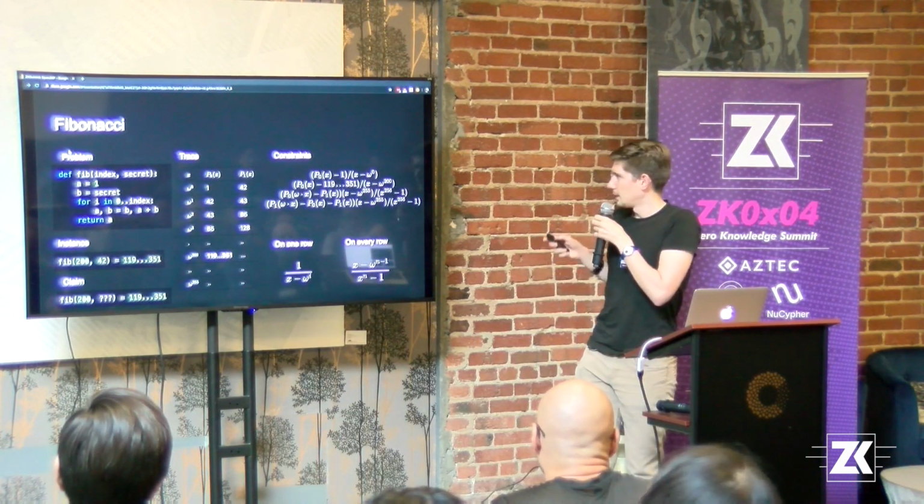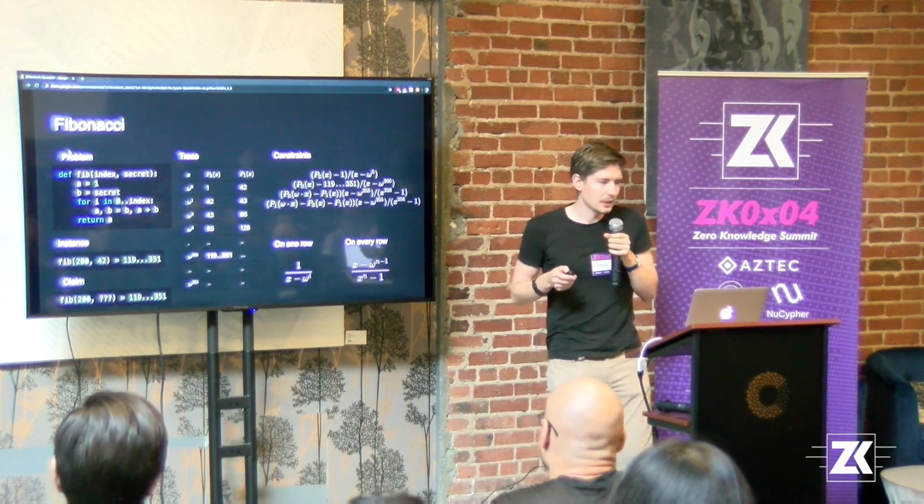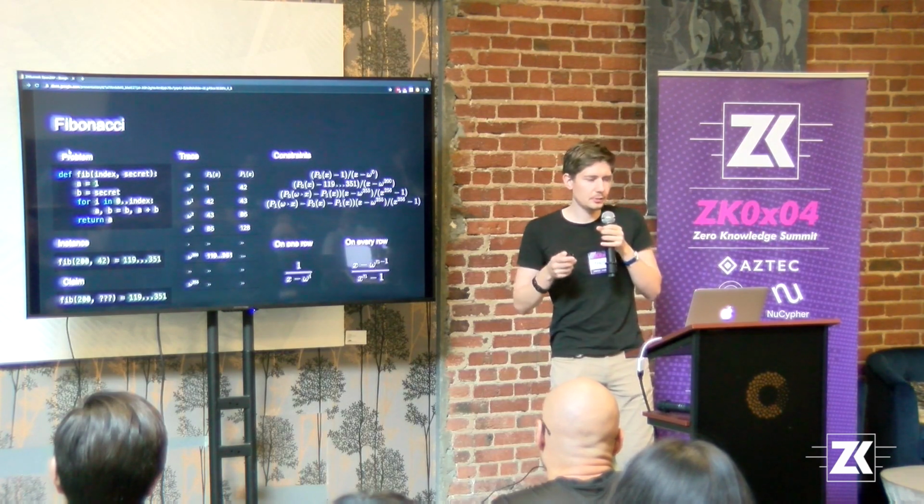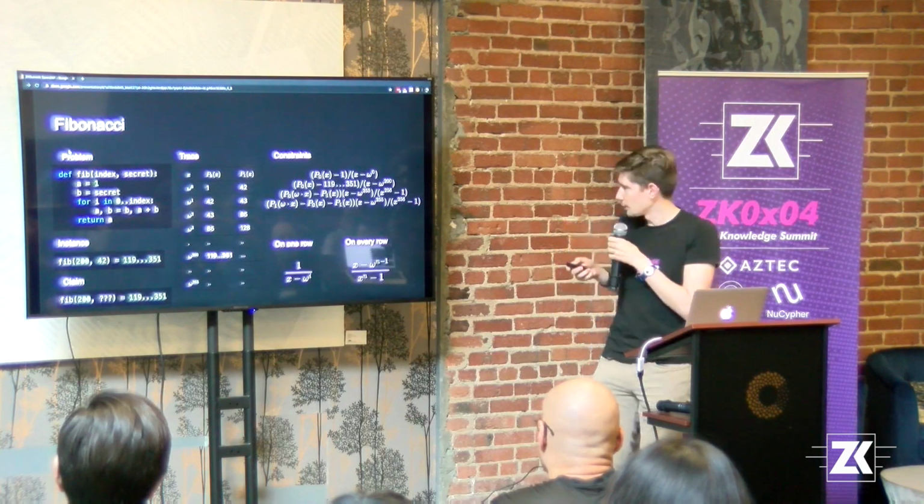So this is how STARKs work on a very low level. And we've implemented a STARK prover that can take these expressions and turn them into a proper STARK prover and verifier in Rust. So what does it look like?